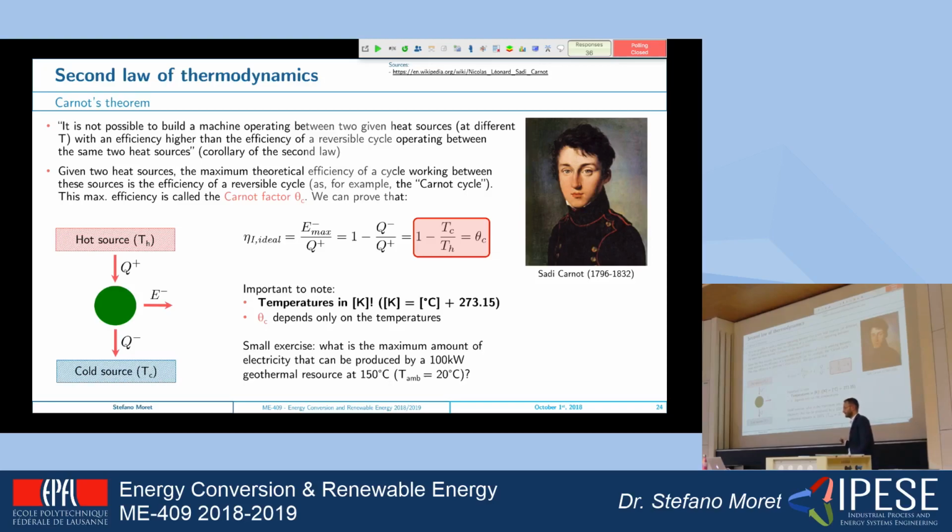So just to verify that you're still there with me, try to make this little calculation here. We have a heat source with 100 kilowatts of heat available, and we want to convert it into electricity with a hot source at 150 degrees, and we work with the ambient temperature, which is at 20 degrees. So what is the maximum amount of work that we can produce ideally from this source? Again, I leave you the slide here for 30 seconds so you have the formula there, and then I move to the answer.